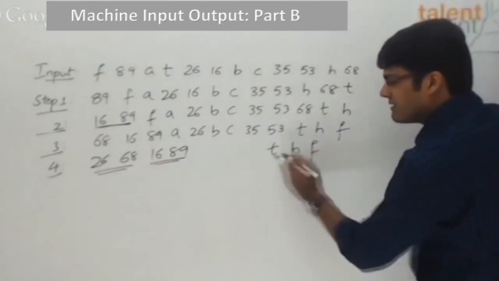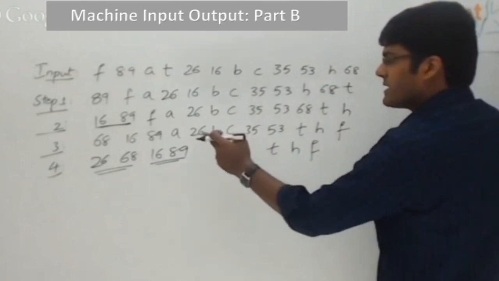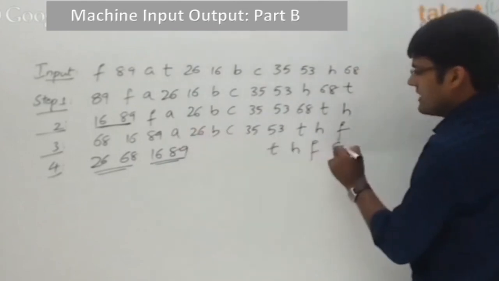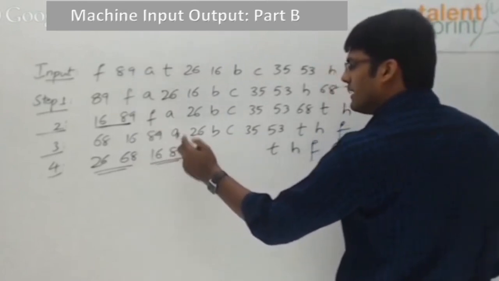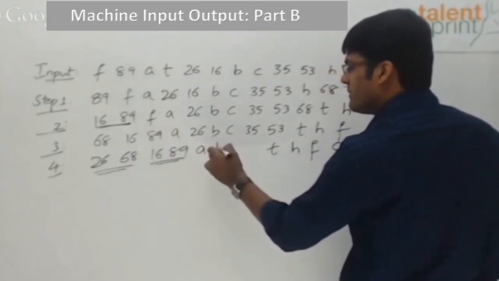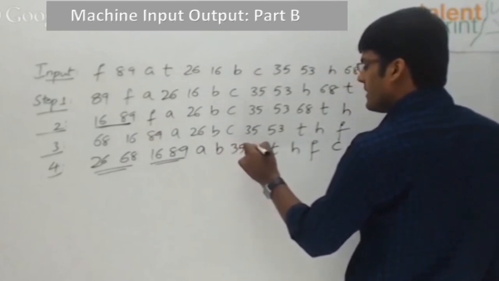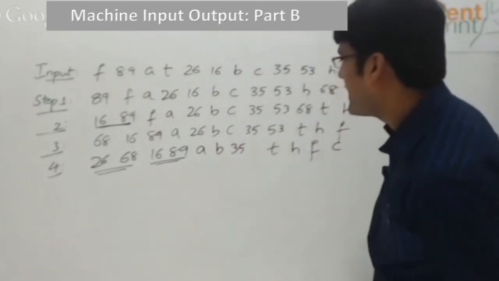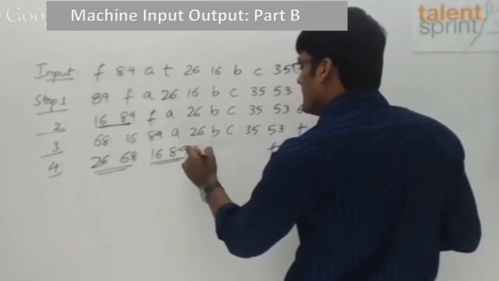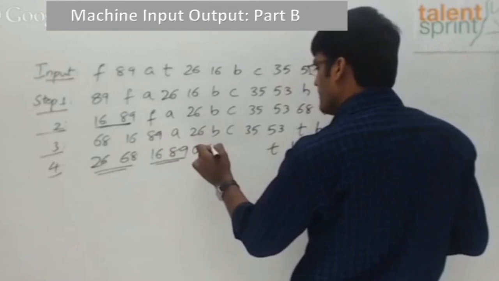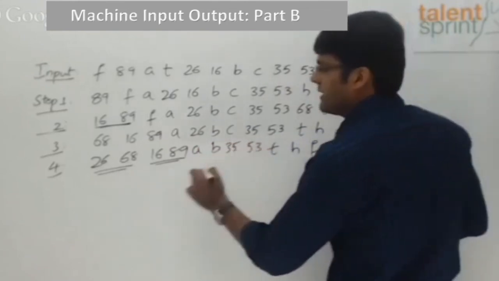I'm writing one displacement because I want the next word to come here. So that's the logic. What will be the next one? I think we have got A, B, C. So C will come here and copy the remaining. So 16, 89, A, 26 has gone there. B, C has come this side. I think I'm missing the alignment part there. Let me just do it properly. It will be A here. 26 has gone there. So B here and C has gone there. So 35 and 53.